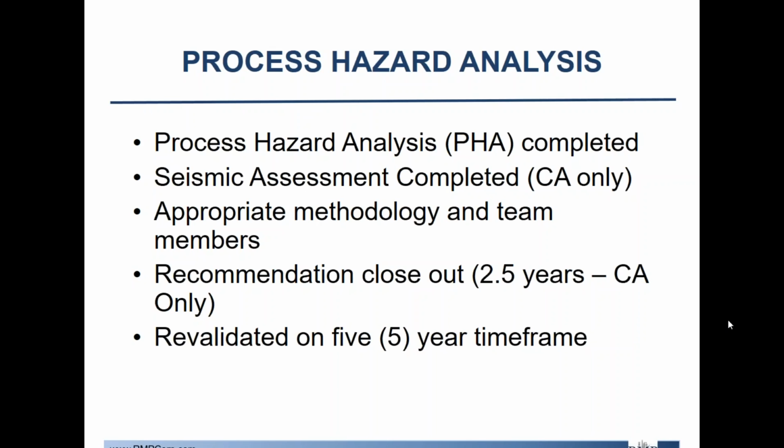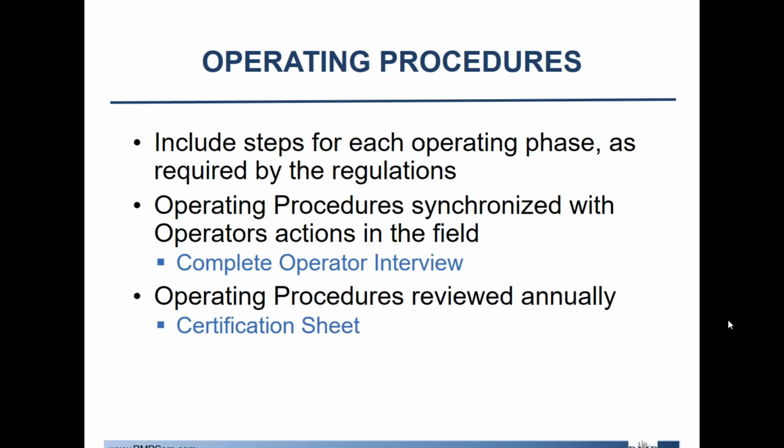Furthermore, for the recommendations that come out of the PHA, for California, you have 2.5 years to close those out. To make sure that the recommendations are closed out, ensure that there is an established system in place to promptly address the team findings and recommendations, and that closure statements include documentation of actions to be taken to implement the team's recommendations. And then the PHAs should be revalidated on a 5-year time frame.